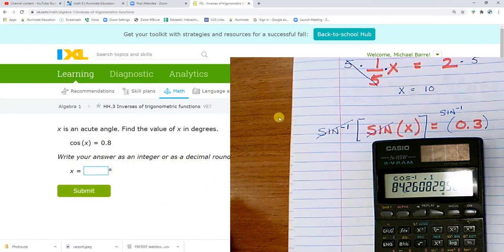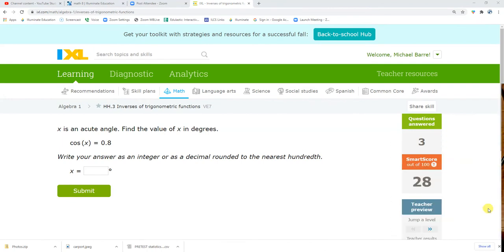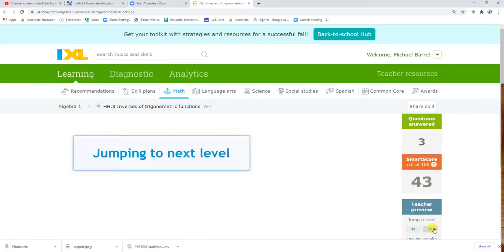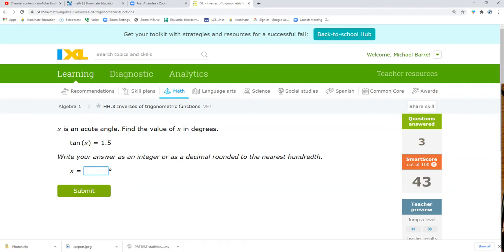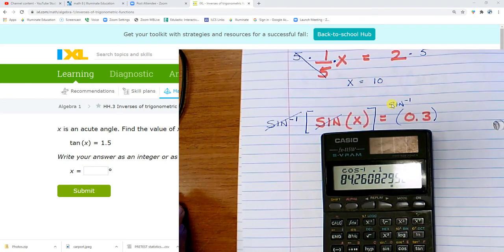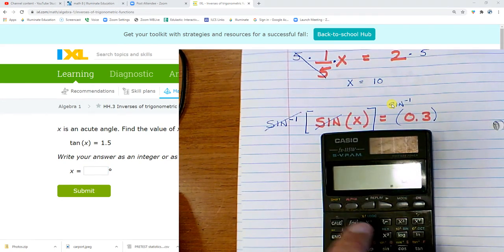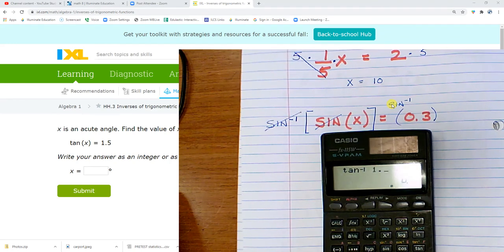Let's jump a level. There's also an inverse tangent. See if we can catch it up here. There we go. So let's go do an inverse tangent. Inverse of tangent, 1.5, 56.31.